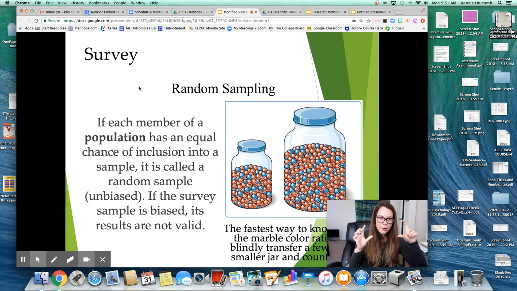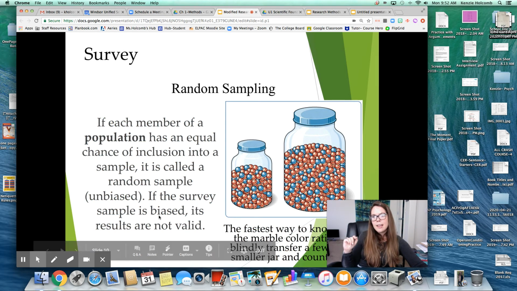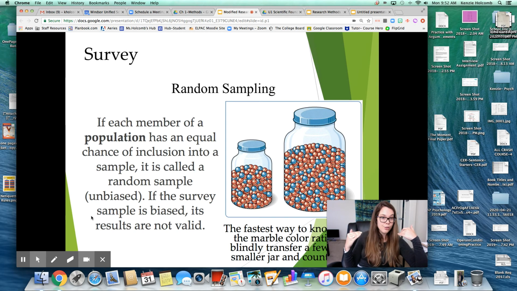So this is still under the surveys. You need to have a random sample. This means each member of a population has an equal chance of being included in the study, right? So there's no bias. You're not only picking certain people from certain neighborhoods. You need to have a random sample in order for it to be valid. If the survey sample is biased, then psychologists are not going to read your results, right? If you're only targeting certain populations and there's no randomization to it, then it's already biased and people will not listen to your survey, right?